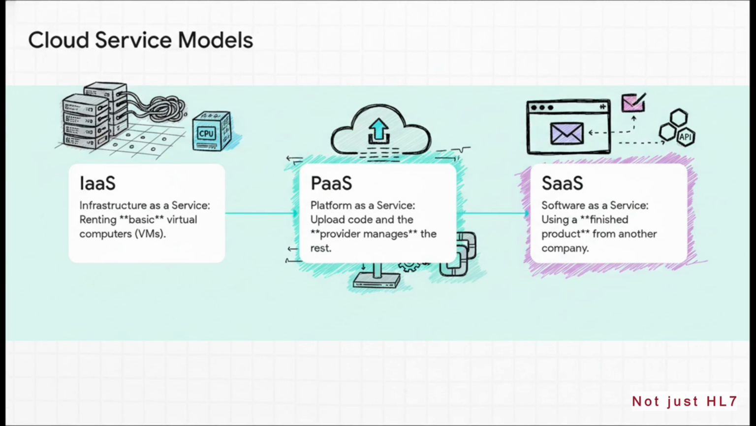Now, these cloud services come in a few different flavors. At the most basic level, you have Infrastructure as a Service, or IaaS. This is like renting an empty plot of land. You get the raw virtual computer, but you have to manage everything. The next level up is Platform as a Service, or PaaS. This is more like renting a furnished apartment. You just bring your code, and the cloud provider handles the rest. And finally, you have SaaS, Software as a Service. That's like staying in a hotel. You're just using a finished product, like Gmail or an email sending service.